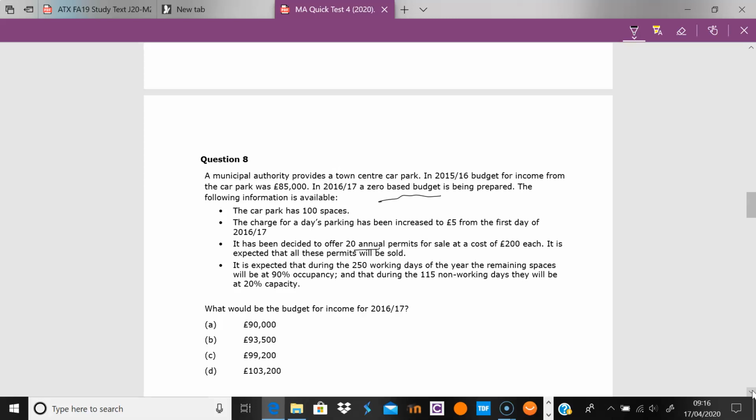So I have 100 spaces. 20 will go annually, annual permits, so that's times 200. So I have 80 left. Of those 80, you're telling me that for 250 days, I will have a 90% occupancy. So 90% of those 80 spaces will be occupied. And on the other 115 days, I will have a 20% occupancy. So 20% of those 80 will be occupied.